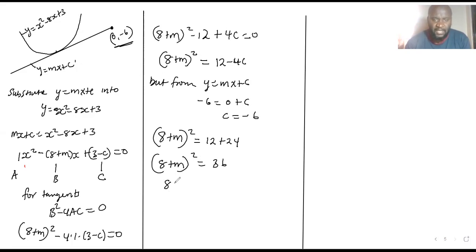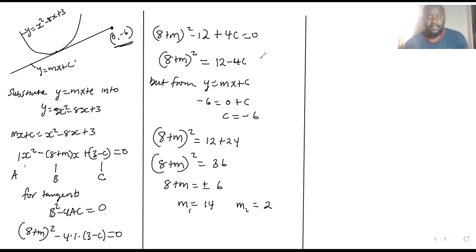You will confirm 8 + m = plus or minus 6. My m is 14, my second m is 2. I get 2. When C was -6, when you substitute it here, you get a positive 24. That's 36, you get what? Yeah, I think that is okay.